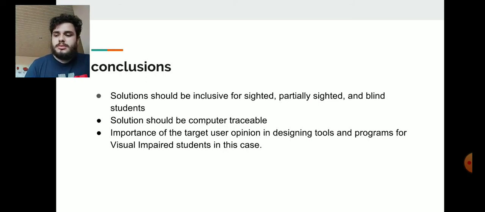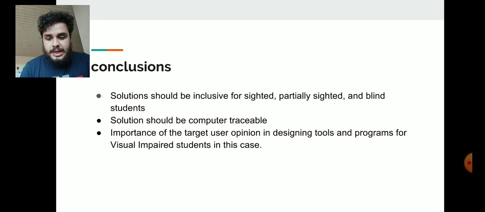Now, the solution should be computer trackable. What this means is that technology is way too important not to mention here, because technology is a tool to facilitate the educational process of visually impaired students. They are going to need this technological support in order to have their facilities and live a common life and have a common educational experience.